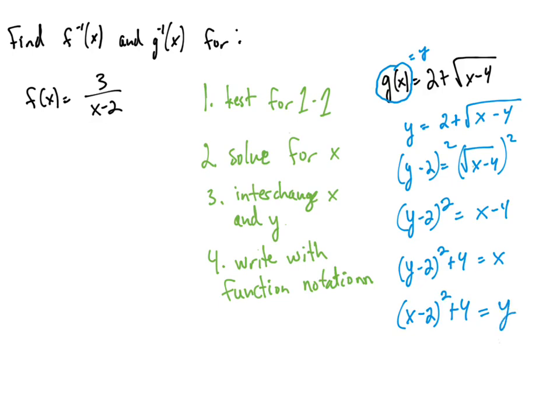So we end up with this, but then I'm going to write with function notation. So instead of writing y, I'm going to write g inverse of x. So that is the inverse function. And let's look at the graph of the inverse function and the original g of x function and compare what these look like.